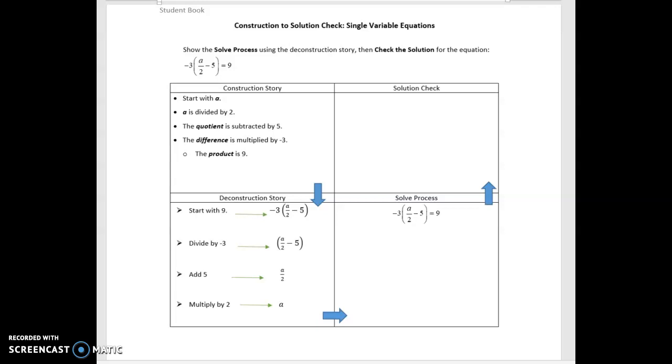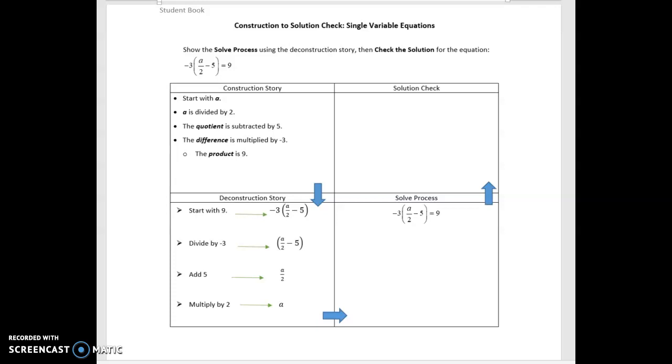So now in this video, we're going to talk about finishing the process from the construction process to the solution check. We have looked at an equation and we figured out how that equation was built. That's the construction story, or the story of the variable. The story of this variable starts with A, and then A is divided by 2, and so on and so forth. Then we looked at the deconstruct story, and remember that deconstruction is going in the opposite order that the construction story was built on.